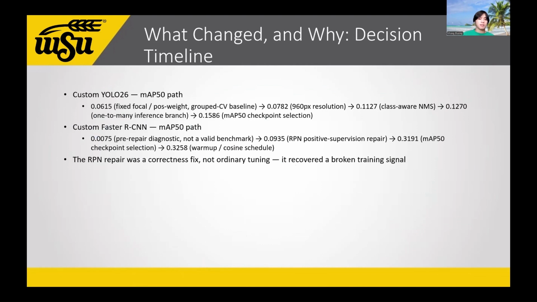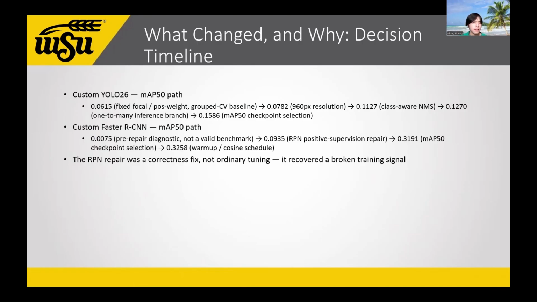This slide shows what actually moved the needle as a decision timeline rather than a giant research table. For YOLO26, AP50 went from 0.0615 through 960 pixel resolution, class-aware NMS, the one-to-many inference branch, and mAP50-based checkpoint selection, ending at 0.1586.